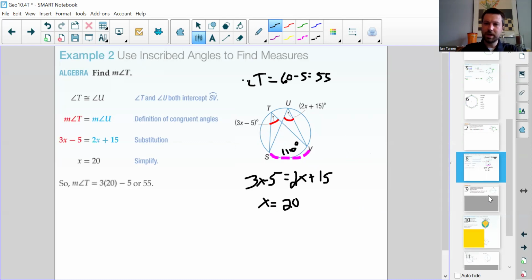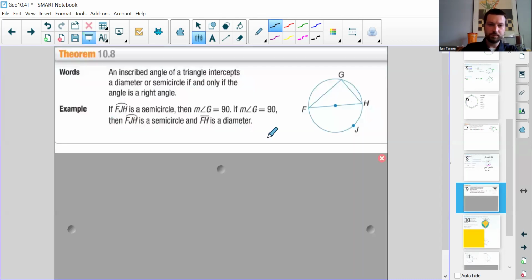All right. Evelyn, you want to read the next theorem because you're excited about it? Cool. Go ahead, Evelyn. An inscribed angle of a triangle intercepts a diameter or semicircle if and only if the angle is a right angle. Remember, last class we talked about if and only ifs a couple of times. Shorthand, IFF, if and only if. This means it goes both ways.